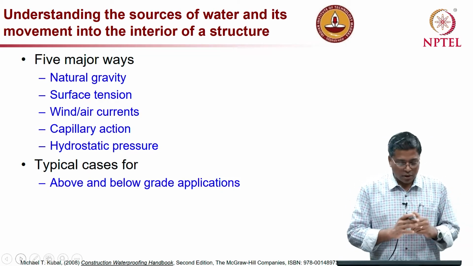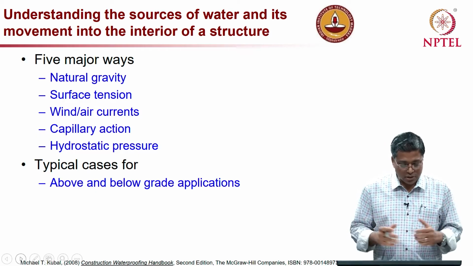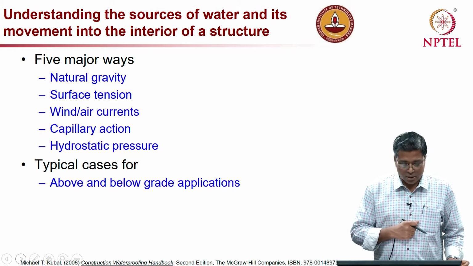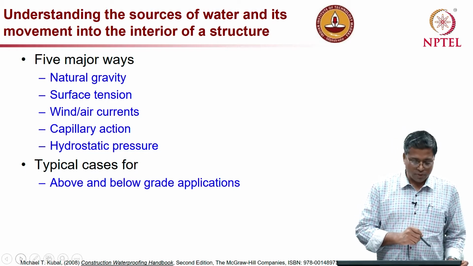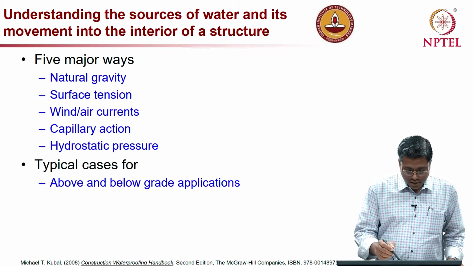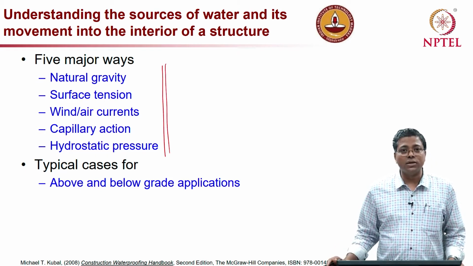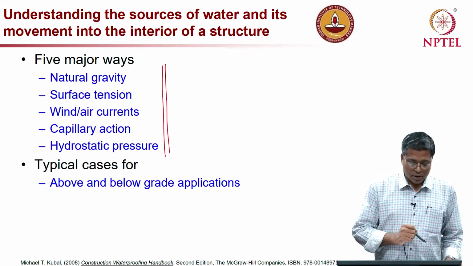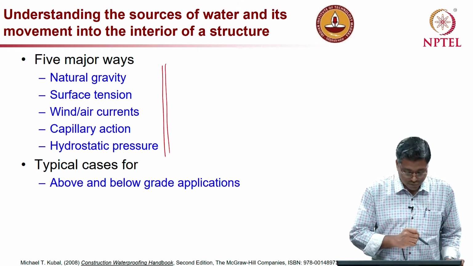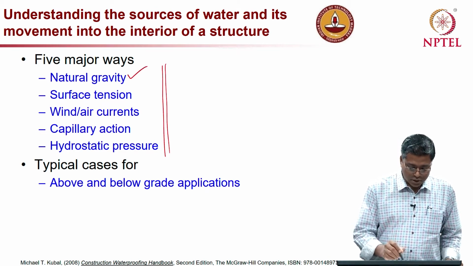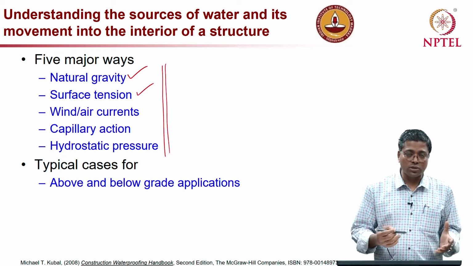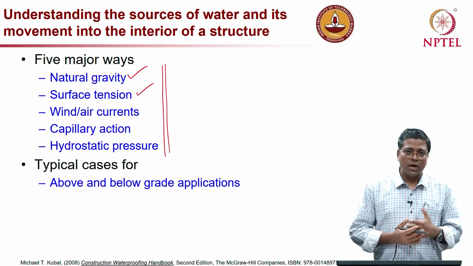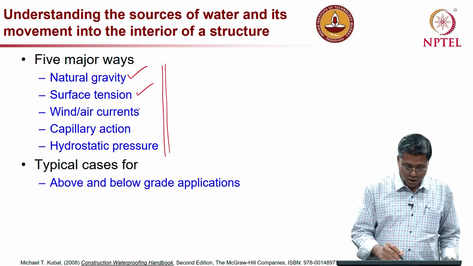Now, before talking further on those detailing and different systems, let us look at how to understand the sources of water and its movement into the interior of the structure. The first 5 major ways by which water can enter a building or structure are: first, by gravity, and then because of the surface tension of the water, and then because of wind or air current. Let us say you have a heavy wind and there is rain, the water will splash onto the building surface.